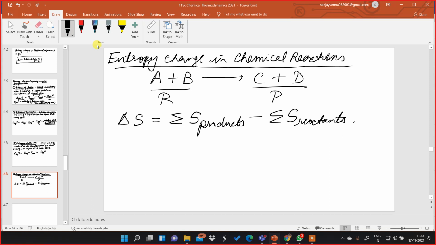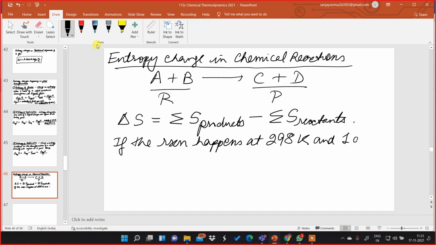Now, if this entropy change for a chemical reaction is happening at 25 degrees Celsius, the standard temperature, so if the reaction happens at 25 degrees Celsius, meaning 298 Kelvin, and the pressure is 1 atmosphere, then the same thing we write as delta S naught, the standard entropy change. We pronounce it as naught.